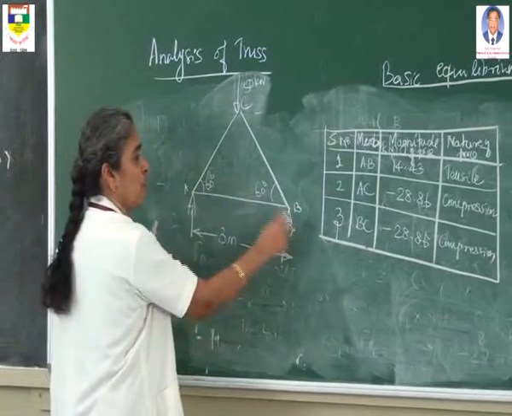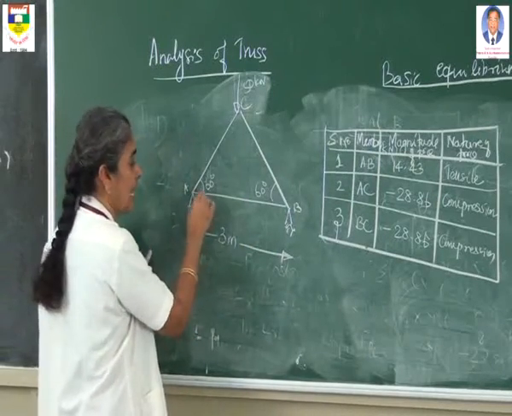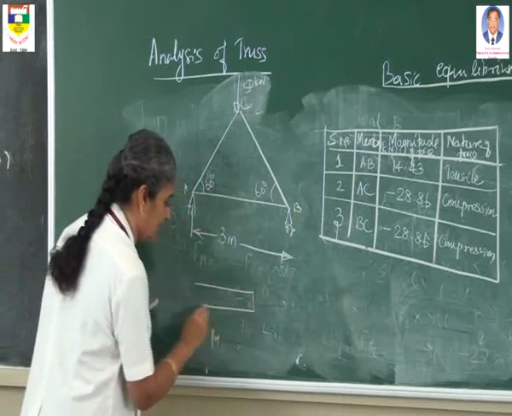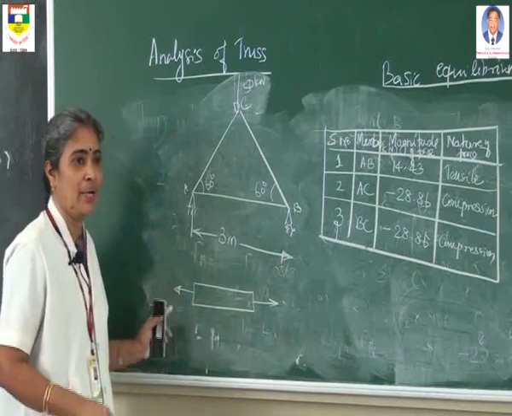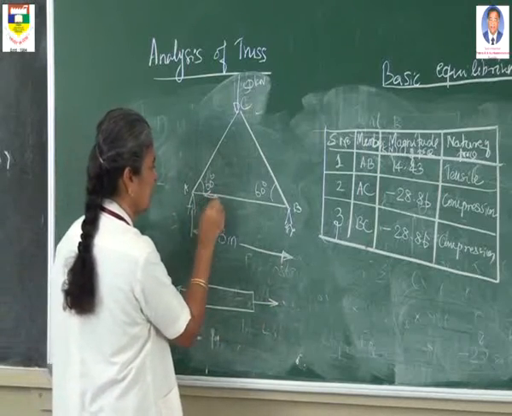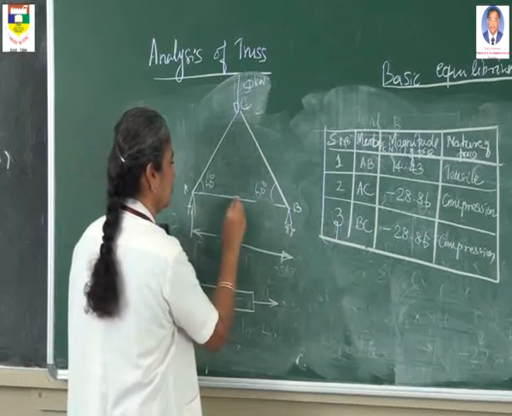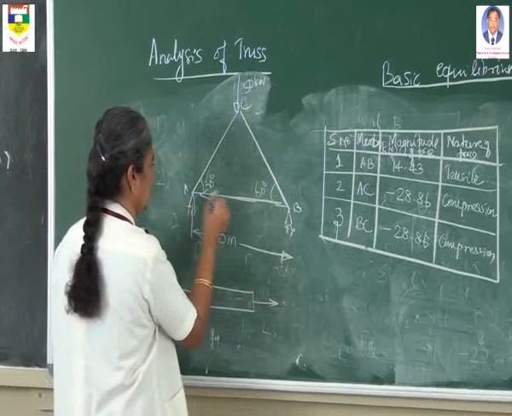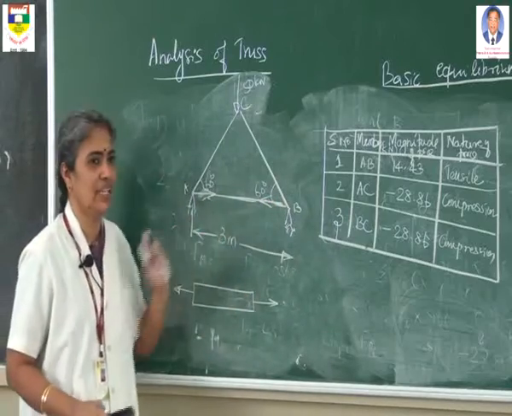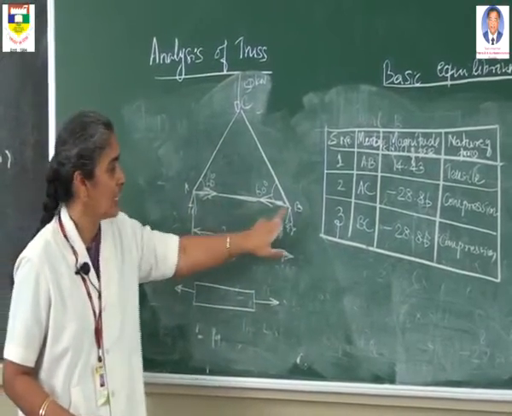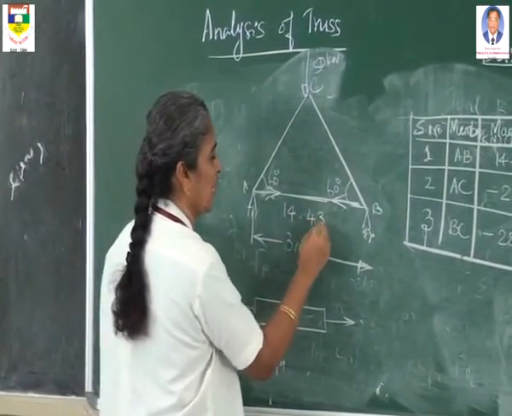First we have to denote the member force AB. The nature of force in AB is tensile. Tensile means acting away from the joint. So if you are drawing in the member, it is acting away from the joint. In the member it will be like this. At the joint it is acting away, here also it is acting away. So it is like a pull. This intensity is 14.43 kilonewton.